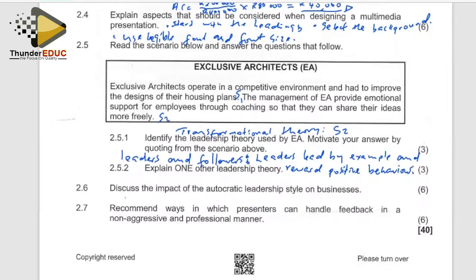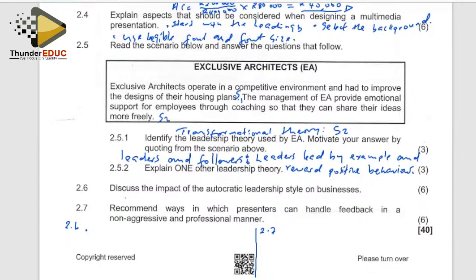Okay, right. So now let's move on to 2.6. It says discuss the impact of the autocratic leadership style on businesses. Remember, the autocratic leadership style is that style where a leader doesn't listen to the subordinates whenever he takes a decision. So work gets done in time, clear guidance can be given to low-skilled staff, but demotivated workers impact negatively on productivity.